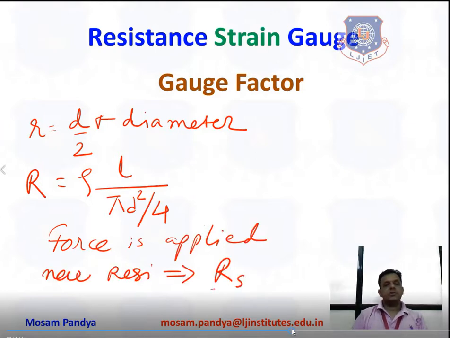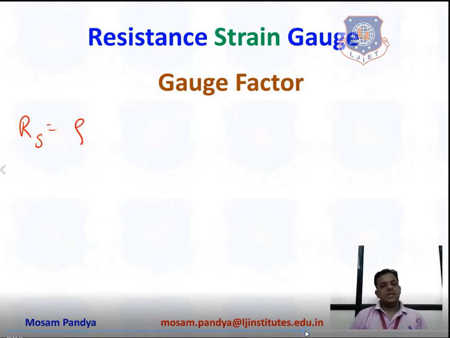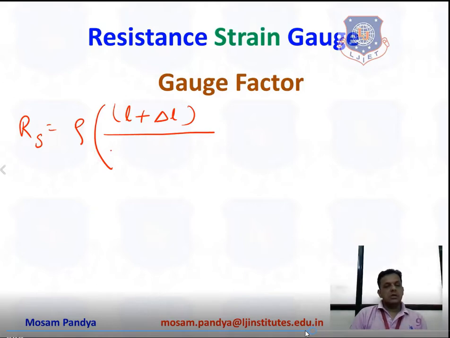And here we say force applied, so new resistance will be Rs. Here we are applying tension, so length will be increased and cross section area will decrease. So let us say new resistance Rs is rho L by A. Here L will be added by delta L and the area of cross section is decreased, so in the equation pi by 4 into (D minus delta D) square.